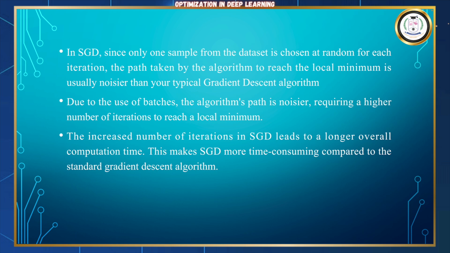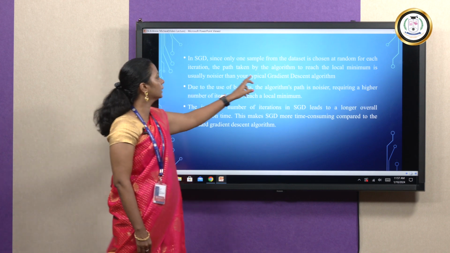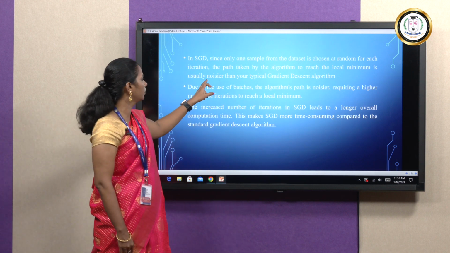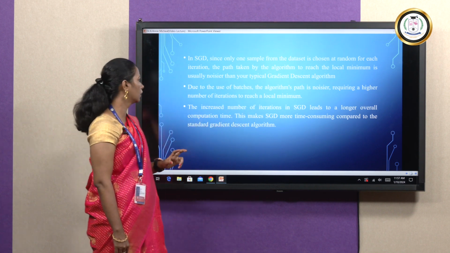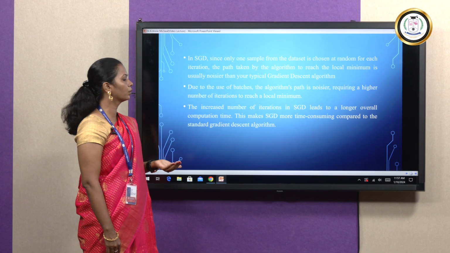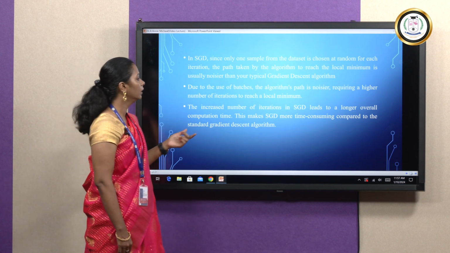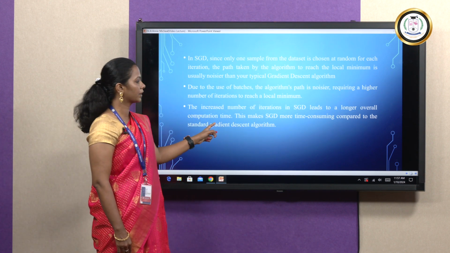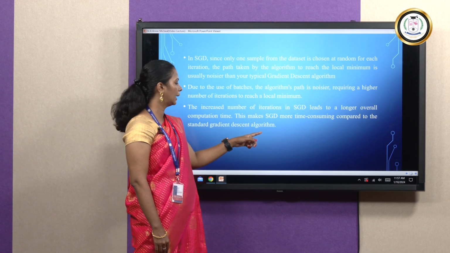So in stochastic gradient descent, since only a sample from the data set is taken to reach the local minima, the path taken by the algorithm to reach the local minima is usually noisier than the typical gradient descent algorithm. So here the algorithm path is noisier, and it also requires a higher number of iterations to reach the local minima. When your number of iterations is higher, what will happen? It will take a longer computational time, which is more time consuming than your typical gradient descent algorithm.